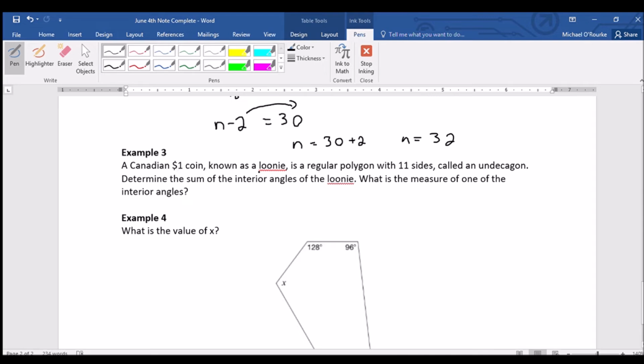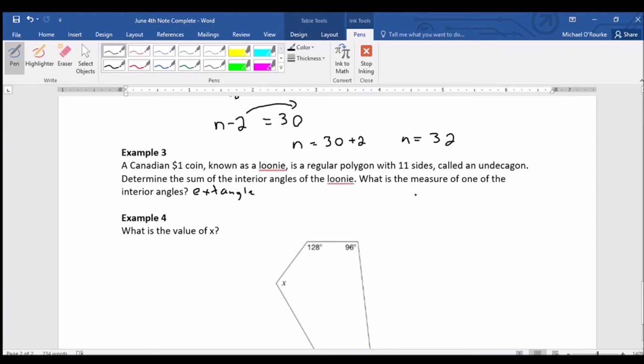So a Canadian $1 coin is known as a loonie. It is a regular polygon with 11 sides called an undecagon, whatever it is. You can tell it's 11:17 at night as I make this. Determine the sum of the interior angles of the loonie. What is the measure of one interior angle? And I'm going to add in exterior angle here as well, just so we remember how to do it.